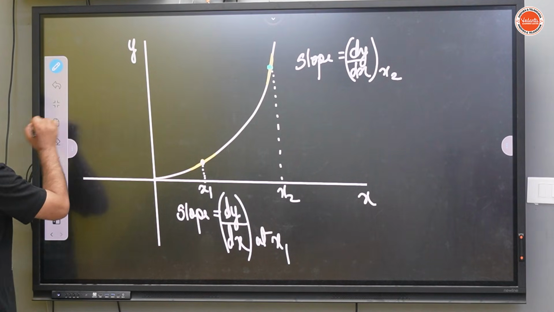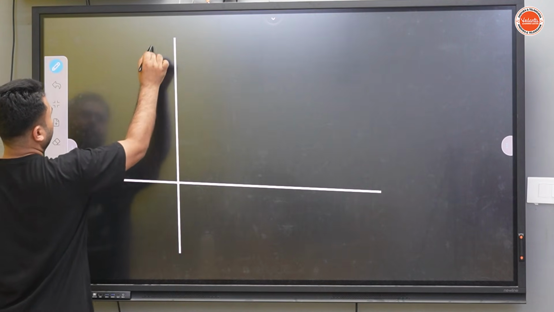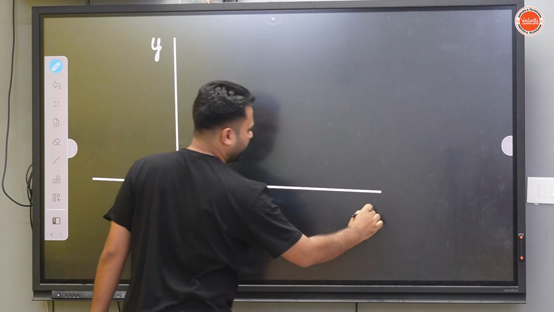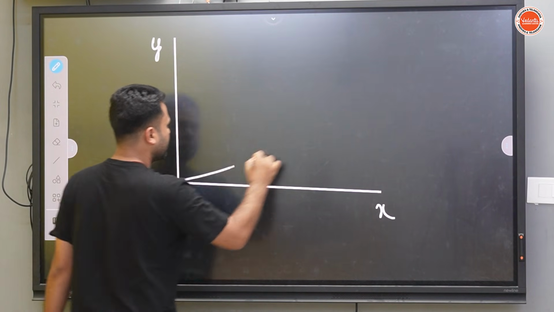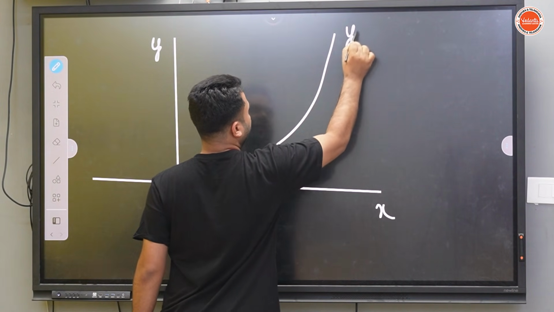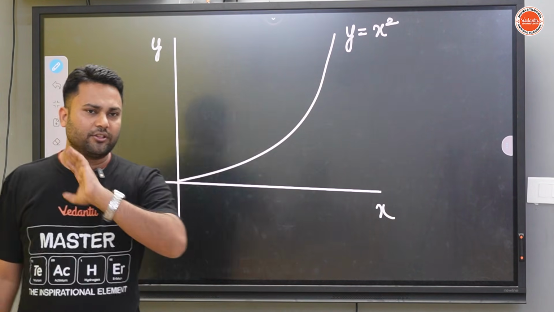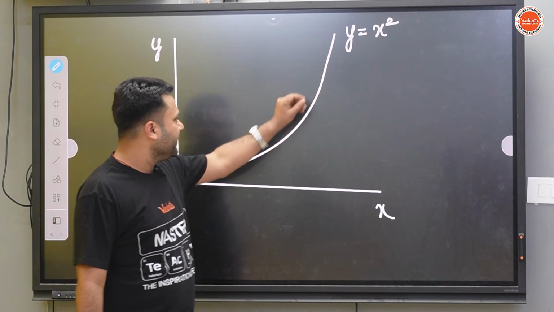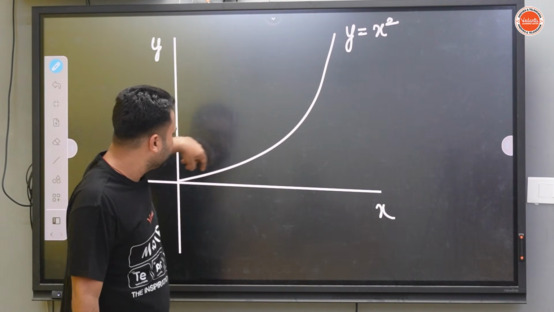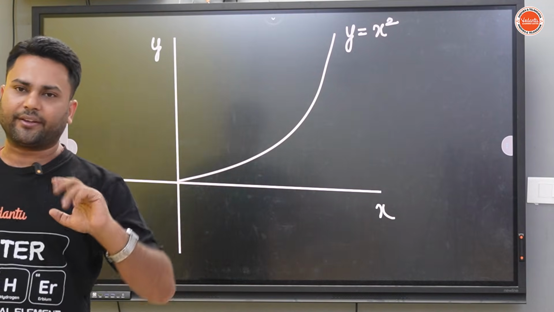Like, see, suppose this is a y versus x graph and there is a curve. Suppose this curve is y equals x square. Like we have one equation, y equals x square. If they ask you, you will make points and join these points, and you will make one curve. So this is the graph of y equals x square.